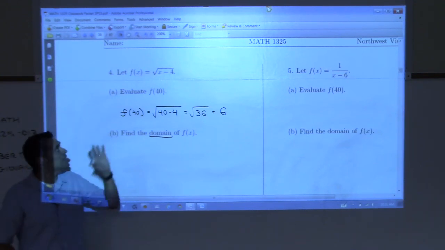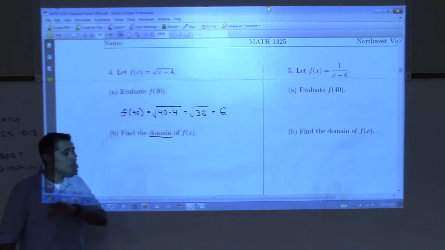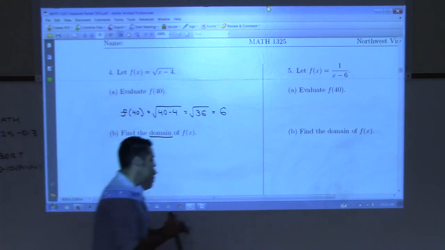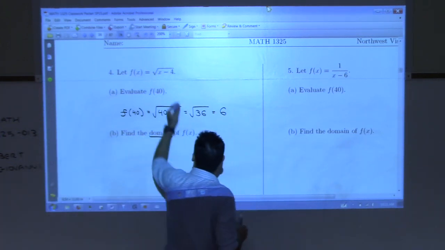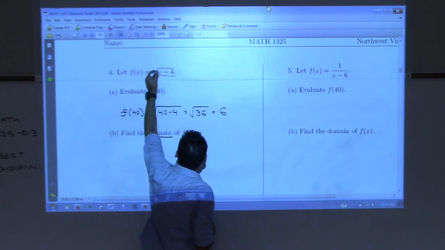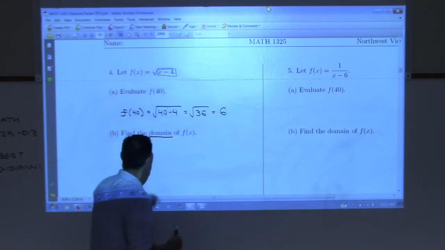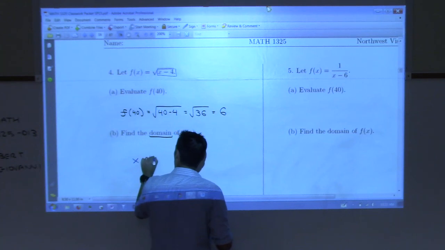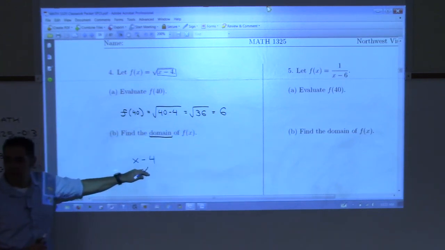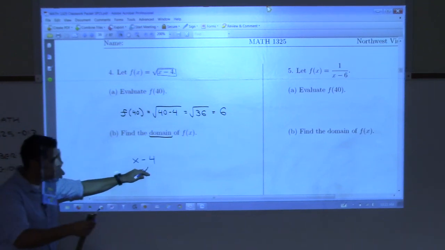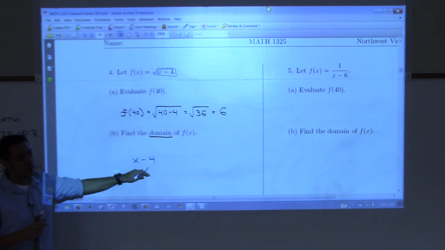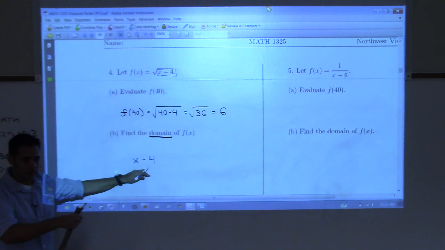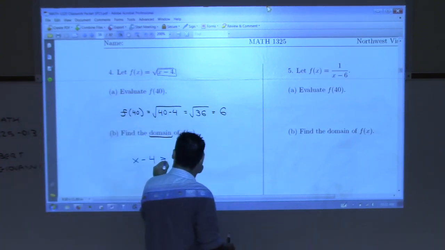What can you not take the square root of? A negative number, right? Agreed? Okay, so what you really mean by that is that this expression underneath that root, x minus 4, cannot be negative, right? Which means it must be positive or 0. If you're telling me it can't be negative, that means it has to be greater than or equal to 0, doesn't it? So can't I just set that up and write it down?